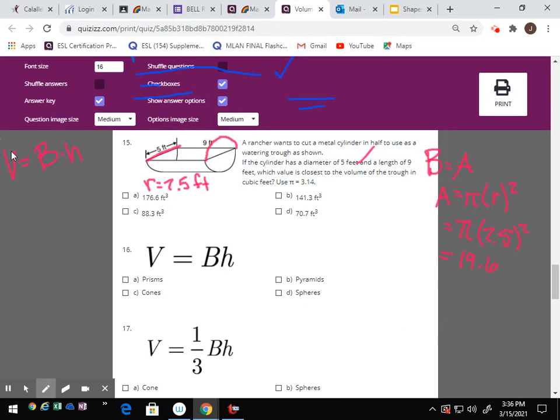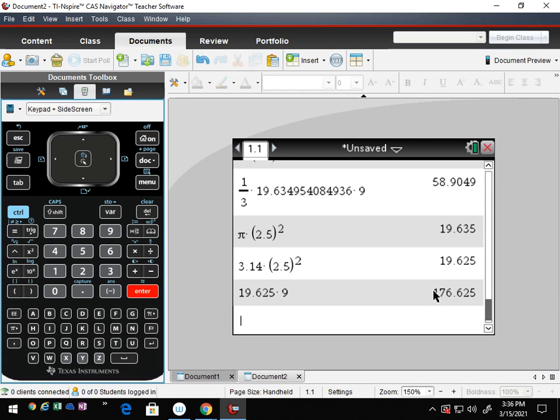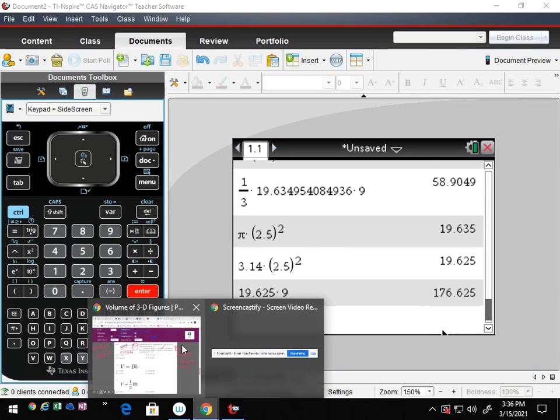All right, so over here on this side, big B is 19.6 times the height of our whole entire 3D image, which we can see is 9. So 19.6 times 9. We want all the decimal points, so we're going to arrow up and press enter, so we get everything, times 9. We can see our answer is 176.6.